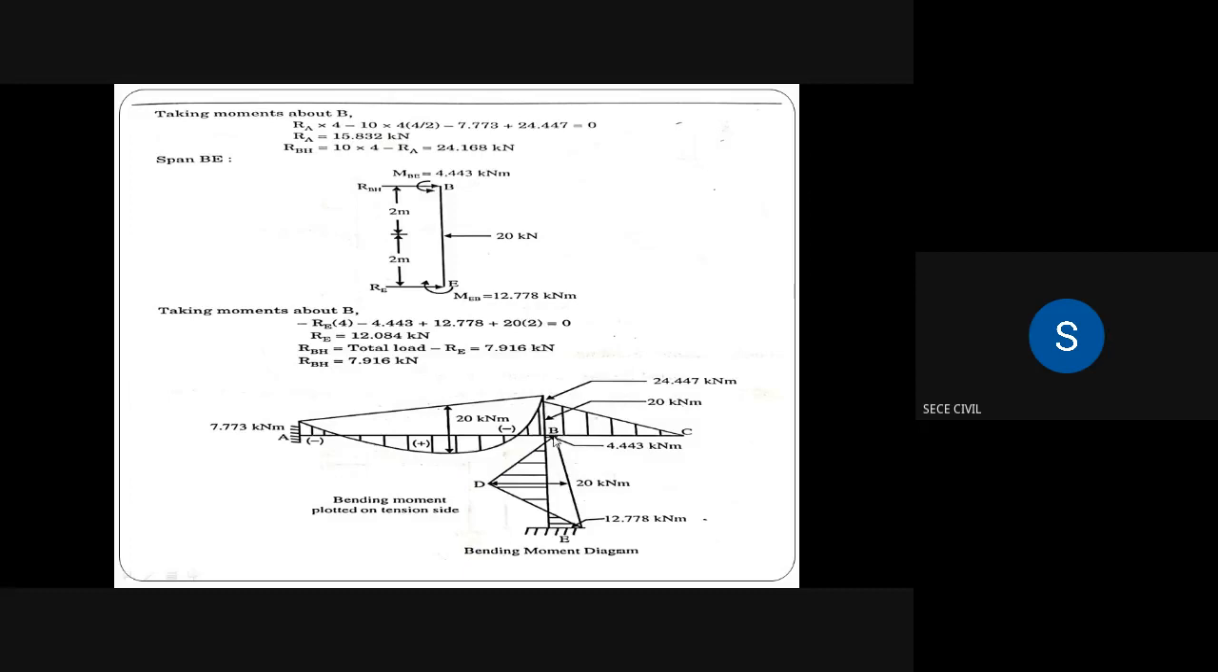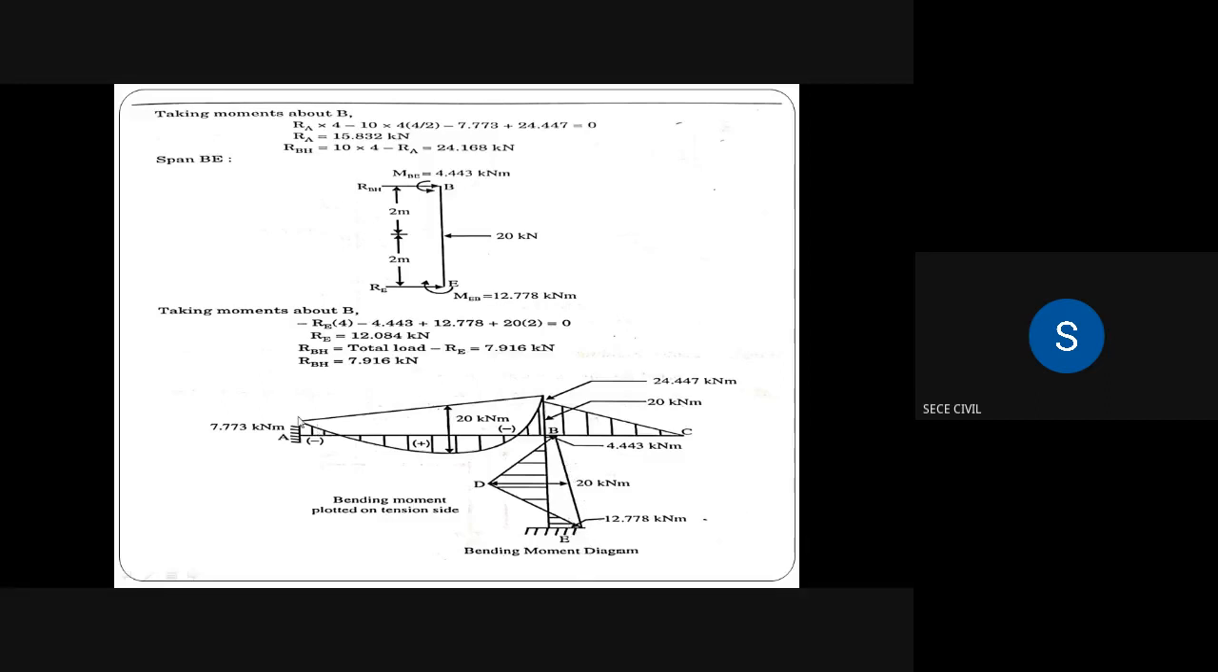So MBE is a negative value, above the baseline side, and we are getting minus 4.443. So we put it on the above-baseline side. MEB is a positive value, above the baseline side; a negative value comes below the baseline. MEB also we are getting as a positive value, plus 12.778, so we put it on the above-baseline side, and we are connecting this.